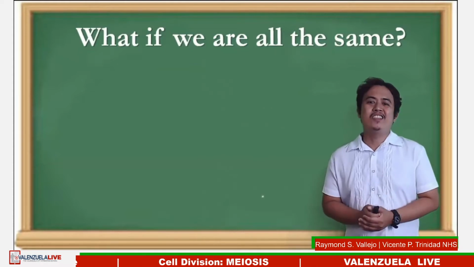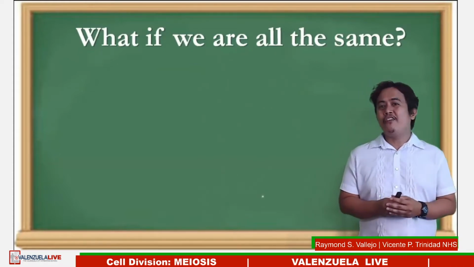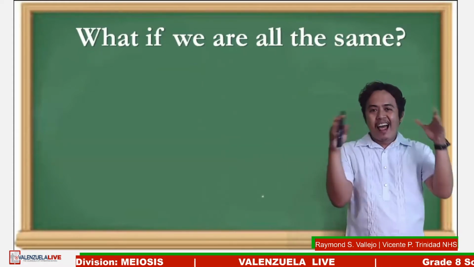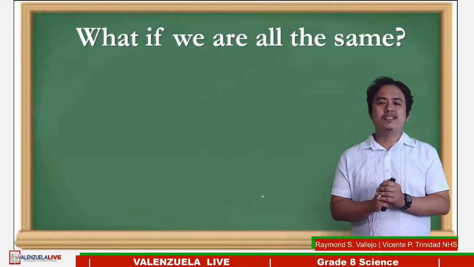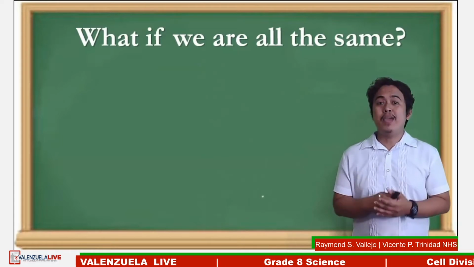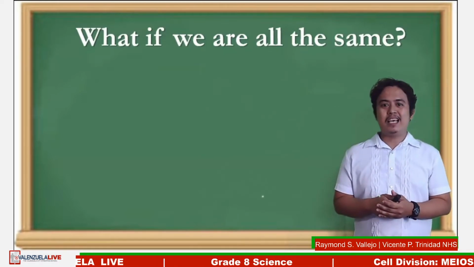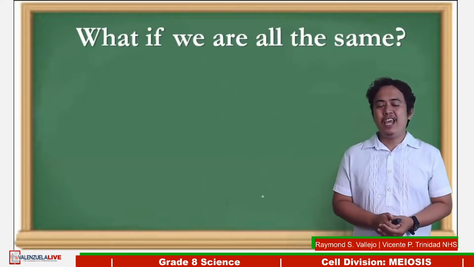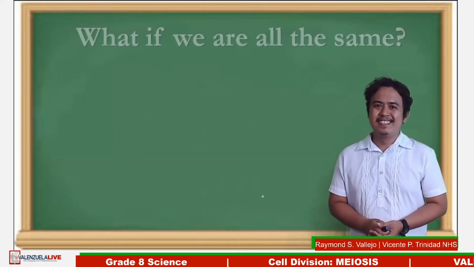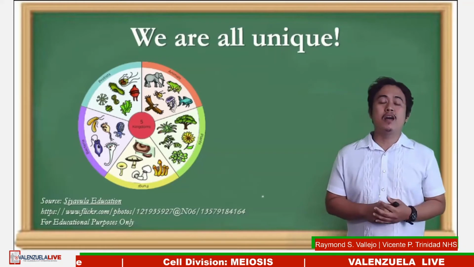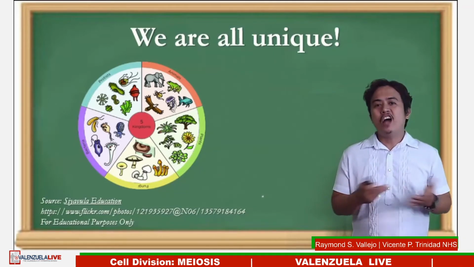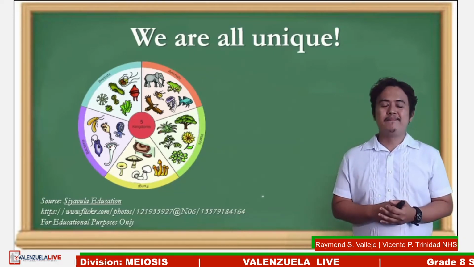Let us now dig deep into the basic unit of these organisms, the cell. Today, we will learn what process is responsible for the formation of these differences. The process is named meiosis. Meiosis is one of the two types of cell division. The other type is mitosis.